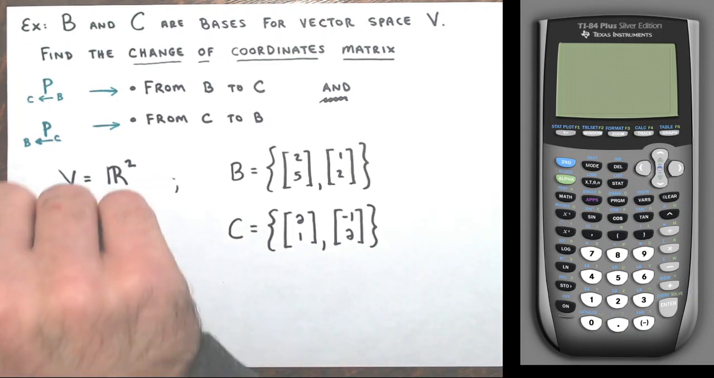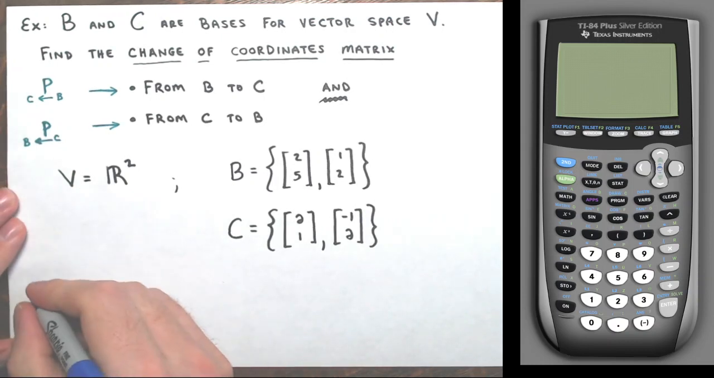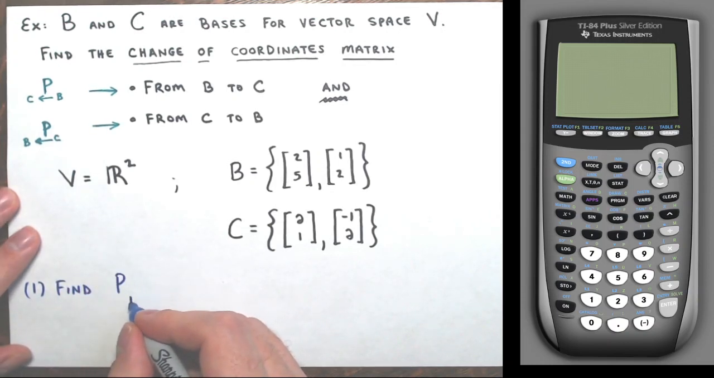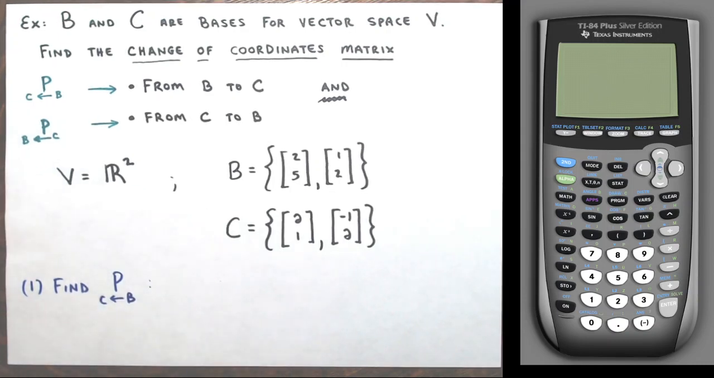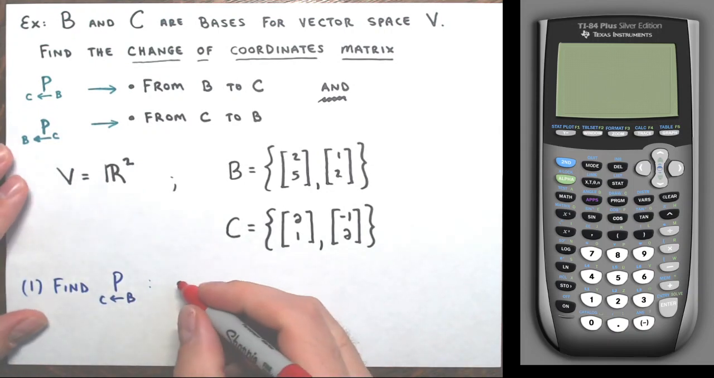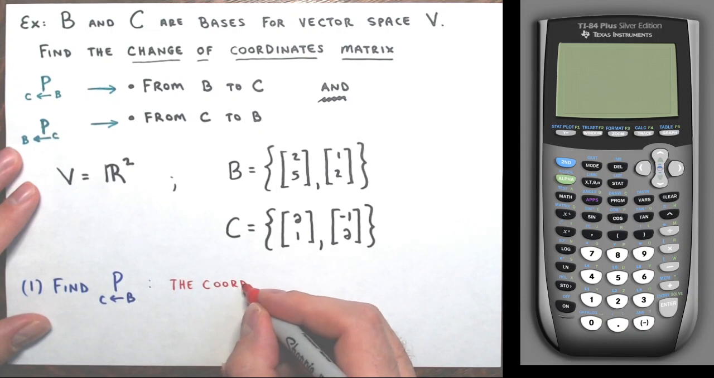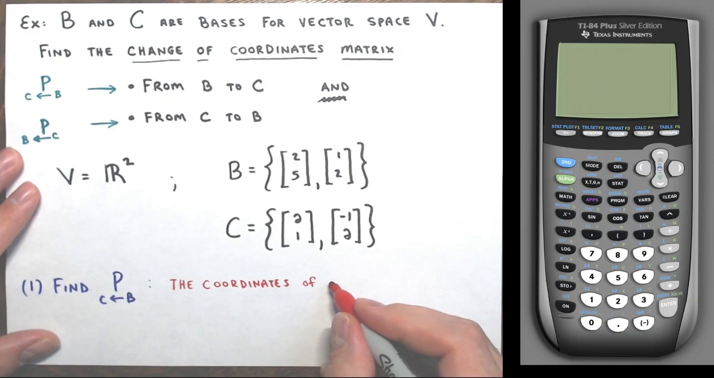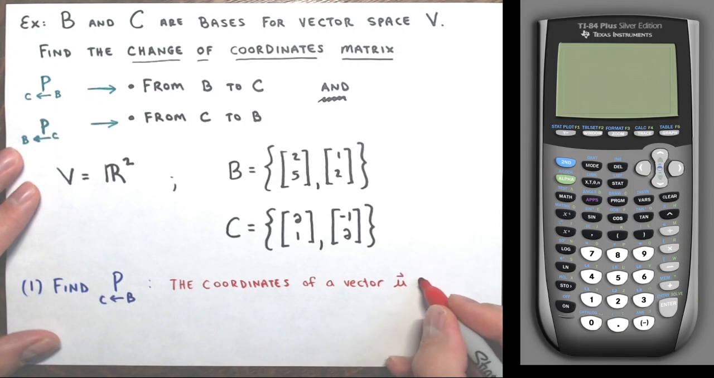Now, let's work on the first one. All right. So 1, I want to find this transition matrix from B to C. Right, now in this case that means we know, suppose the coordinates relative to B are known. So the coordinates of, say, a vector u that belongs to R2.